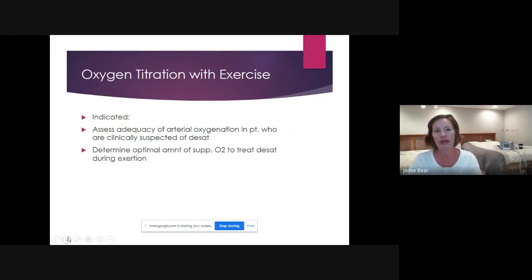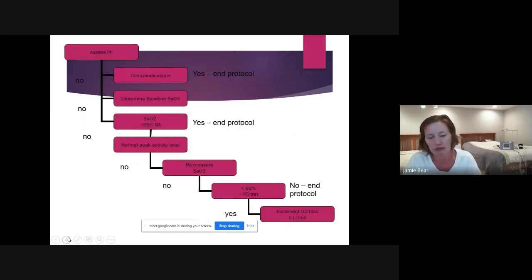Something you'll get quite a bit on the MBRC, both in the ClinSim and in the therapist multiple choice, is oxygen titration with exercise. It just assesses the adequacy of the arterial oxygenation in patients who are clinically suspected of desaturation. It determines the optimal amount of supplemental oxygen to treat their desaturation during exertion.